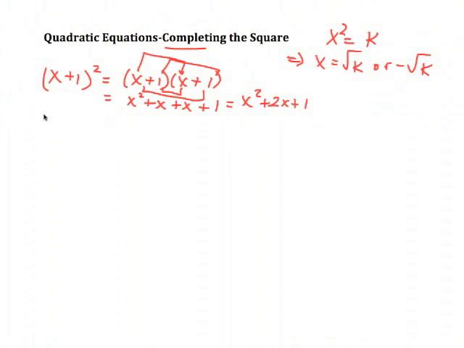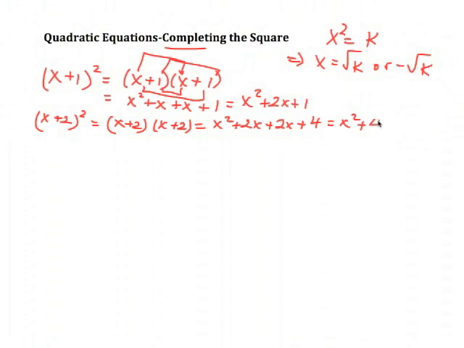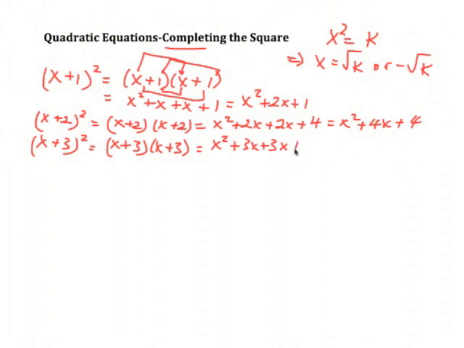Now I want you to notice what happens if I do this for x plus 2 squared. Then again, this is x plus 2 by x plus 2, which is going to be x squared plus 2x plus 2x plus 4, which comes out to be x squared plus 4x plus 4. Let's do it one more time with x plus 3 by x plus 3, which will become x squared plus 3x plus 3x plus 9, which is equal to x squared plus 6x plus 9.